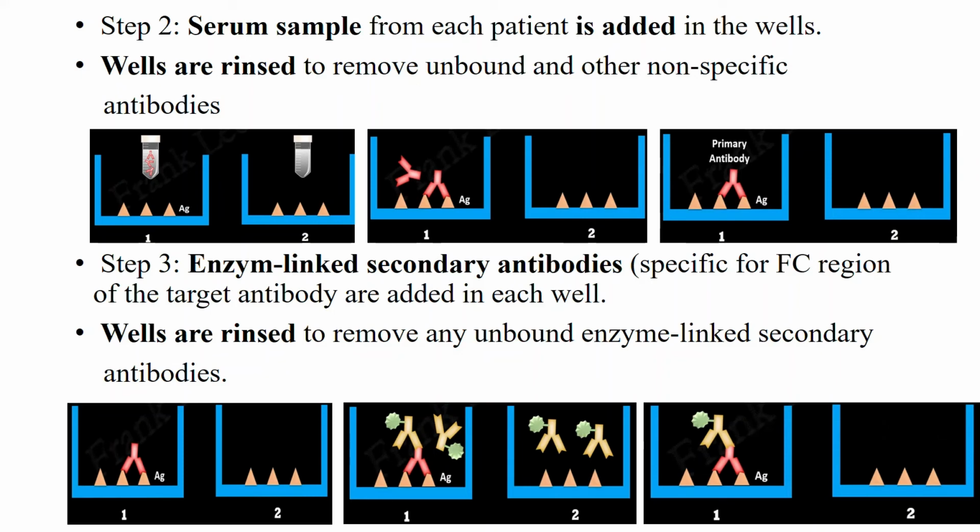So after rinsing it, you can see in the last picture that this first well has a complex structure which has a secondary antibody. Primary antibody has already attached with the antigen, that is the specific antigen. And if you look at the second well, there is no complex formation, so it is an empty well.